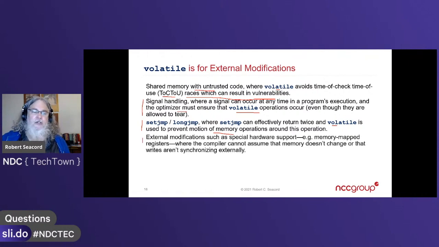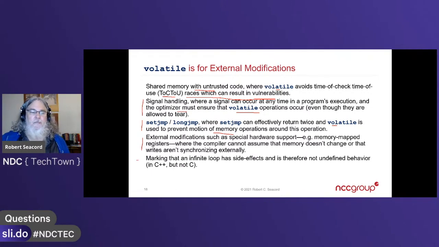It's used, as we've already seen in a prior example, in setjmp/longjmp, where setjmp can effectively return twice. So volatile will be used to prevent the motion of memory operations around that operation. And external modifications such as memory mapped registers, where the compiler can't assume the memory hasn't changed, or any write to that memory isn't having some sort of side effect. So in C++, but not in C, volatile can also be used to mark an infinite loop that has side effects and is therefore not undefined behavior. And finally, it can enforce control dependencies and prevent compiler value speculation.